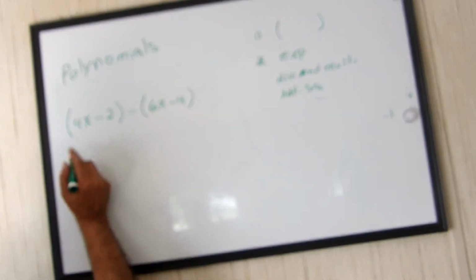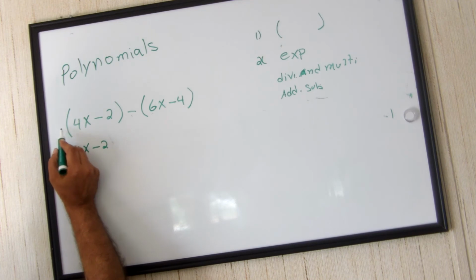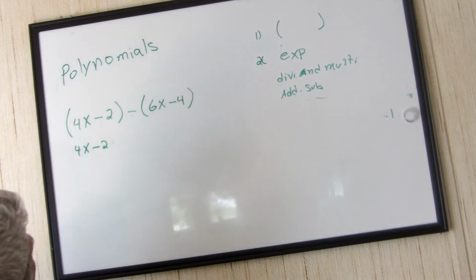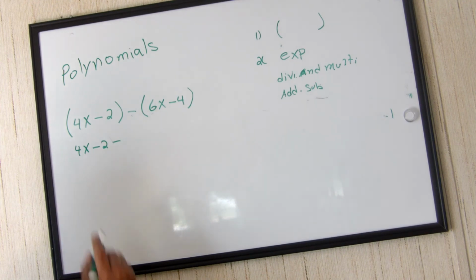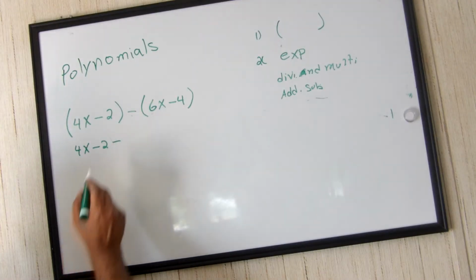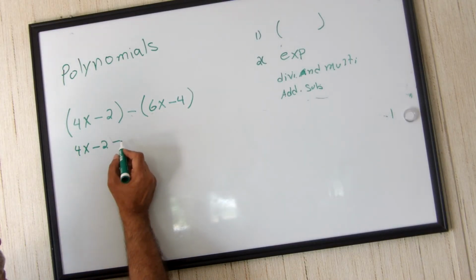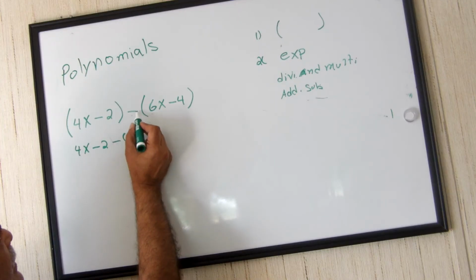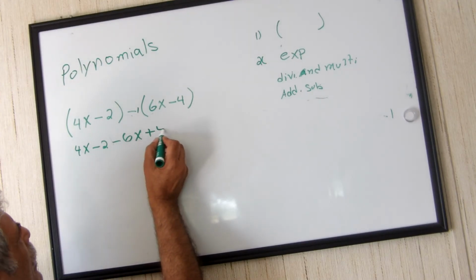See, 4x minus 2, we write this one because there is no negative sign, so we don't have to change the sign. Then this one, it's actually minus 1 times 6x, and a negative number times a positive number is going to be negative, so it's minus 6x. And minus 1 times minus 4 is going to be plus 4.